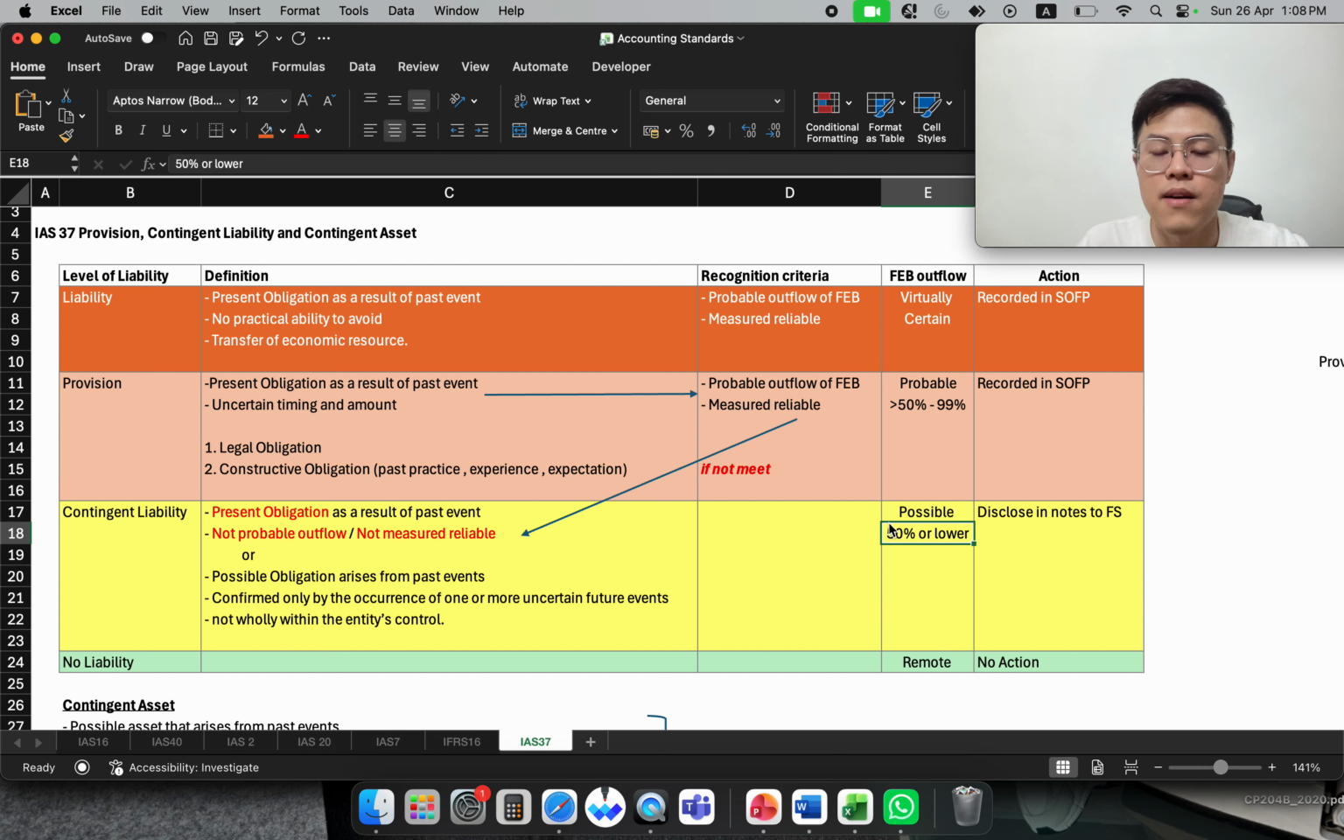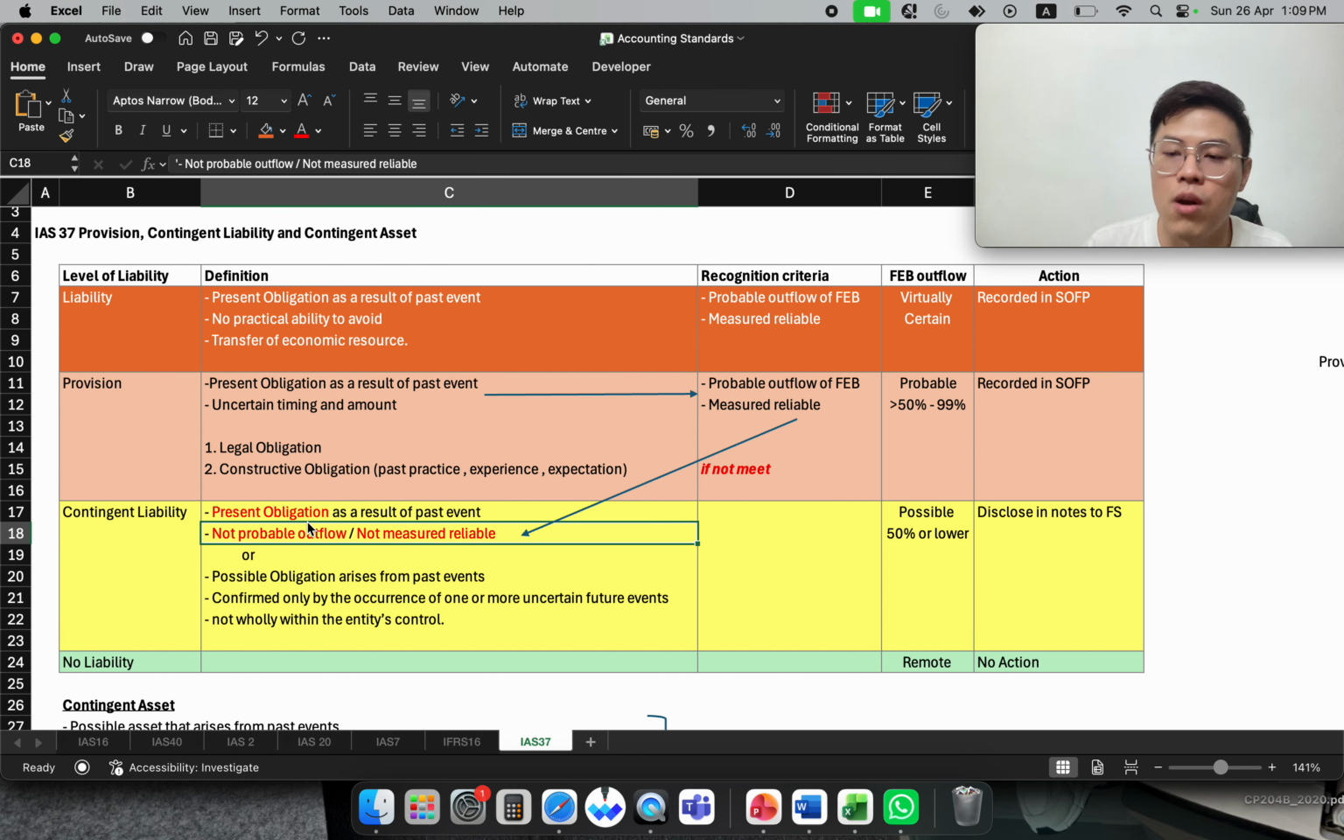I give you one example, a very typical example. You breach a contract and your customer sues you. After the year end or during the year end, the lawyer tells you, most probably you are going to win the case. You are going to win the case means what? You are less probable or not probable for the outflow of future economic benefit. Meaning to say you will win the case, you will save the money. So even though you breached the contract, there's a present obligation, but the outflow is not probable, this liability will be called a contingent liability because present obligation, not probable outflow or not measured reliably.